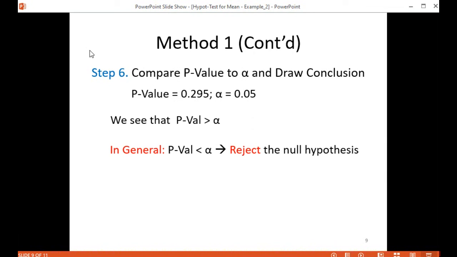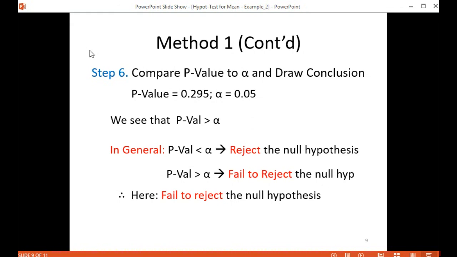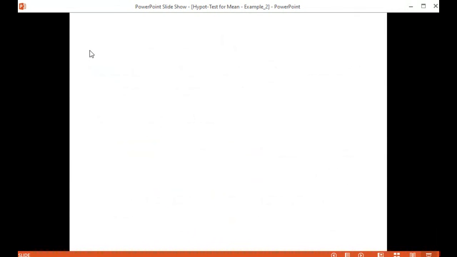Well, we know in general, if the p-value is less than alpha, then we reject the null hypothesis. If the p-value is greater than alpha, then we fail to reject the null hypothesis. So clearly, in this instance, we will fail to reject the null hypothesis. So this is what we'll write down for our answer, fail to reject the null hypothesis. Notice we don't use any other language but that.